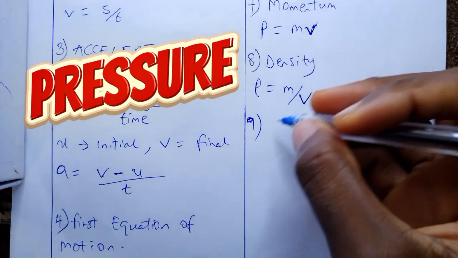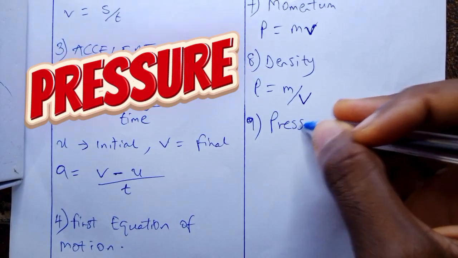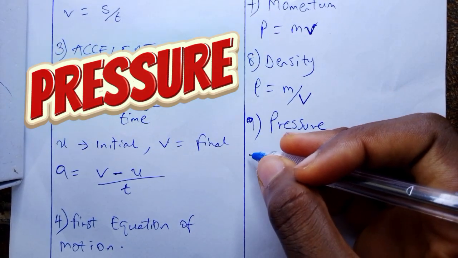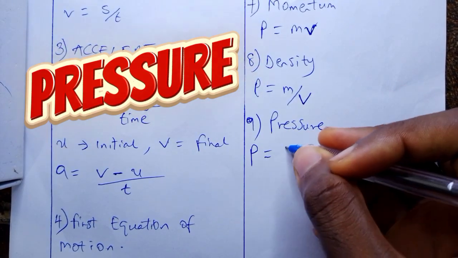Formula 9, pressure. The pressure formula: pressure P, capital letter P, is equal to force over area.